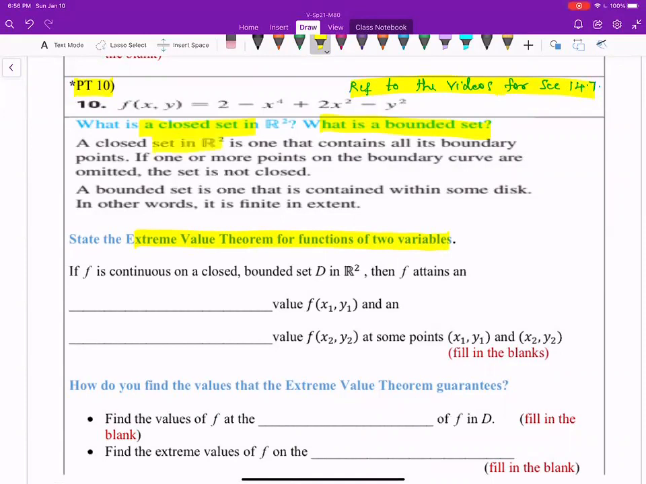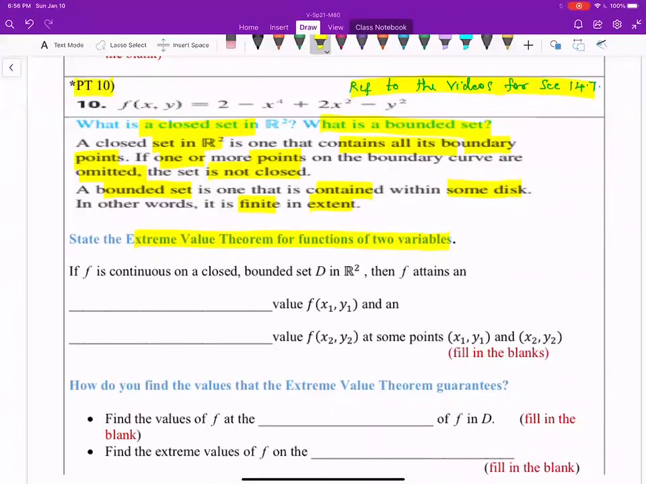A closed set in R2 is one that contains all its boundary points. If one or more points on the boundary curve are omitted, then the set is not closed. A bounded set is one that is contained within some disk. In other words, it is finite in extent. So we've understood what we mean by a closed set and a bounded set.